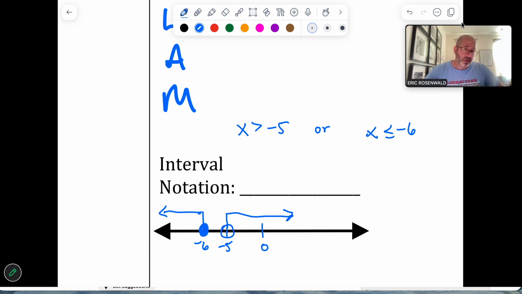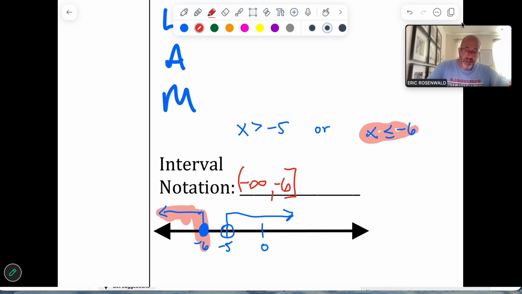So what's the interval of this going to look like? Well, this first part is going to be written as all the values to the left, negative infinity. It's going to go up to negative 6, and it's going to equal negative 6, so we're going to use a bracket for that. For the second part, this part right here is going to go here and to the right. So what we're going to say for this part is it's going to be from negative 5 to infinity, not going to include infinity. And because it's only greater, it's not going to have the equal sign, we're going to use parentheses on that.